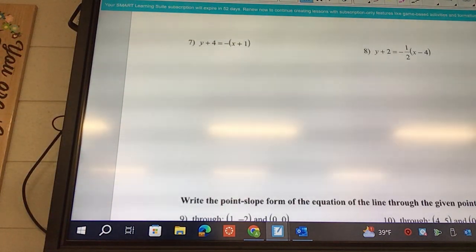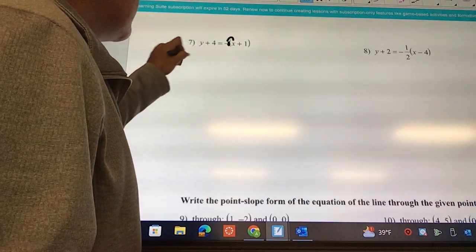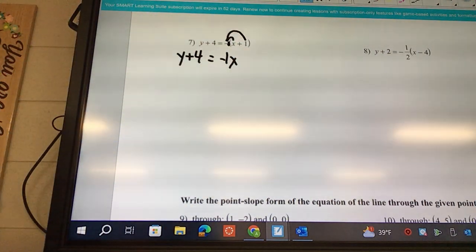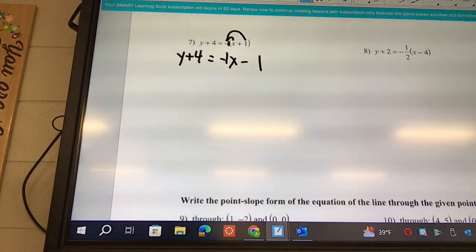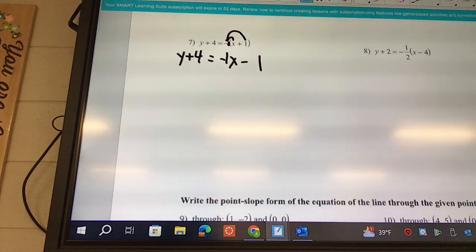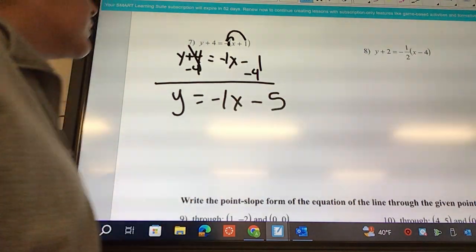Again, for number 7, we're going to distribute. So -1, there's really a 1 right here. -1 times x is -1x. -1 times a +1 is going to be a -1. So we distributed, and now are we going to add or subtract? I need to get y by itself, so what needs moved? The 4. We're going to subtract it, and it's got to go under this one because it has no x. So you're going to get y equals -1x minus 5.